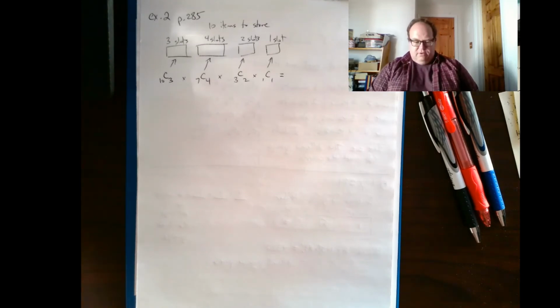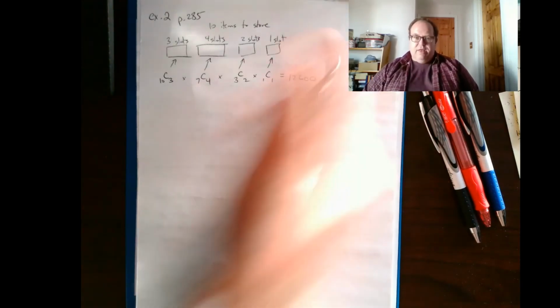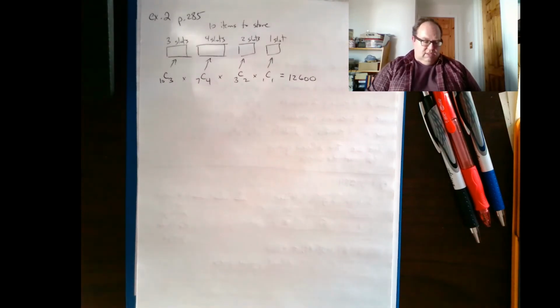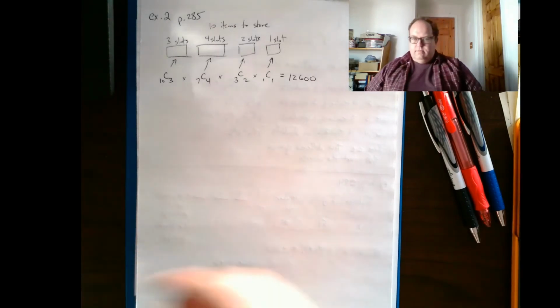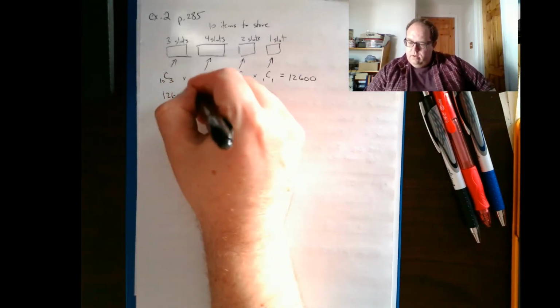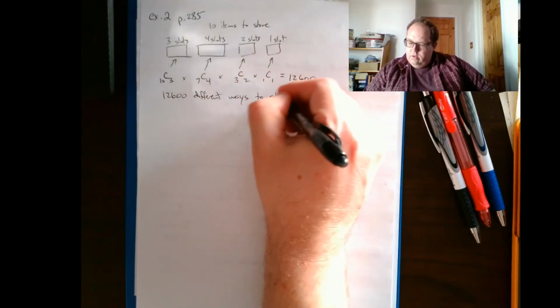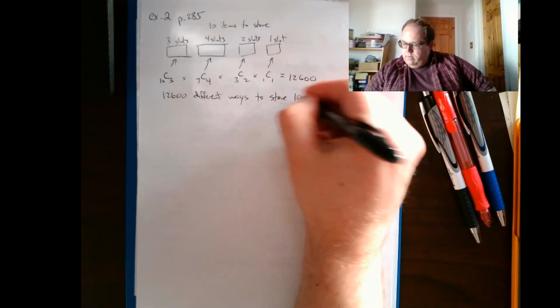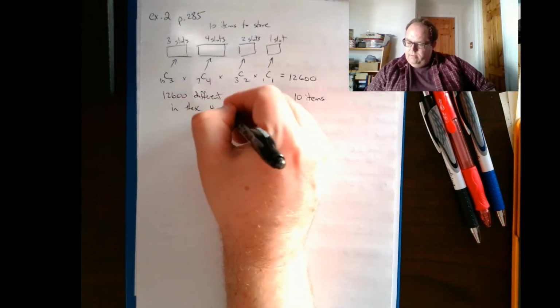I hate it when I make a glitch halfway through one of these. That gives 12,600 different ways to store these pieces of data. Ways to store 10 items in these 4 bins.